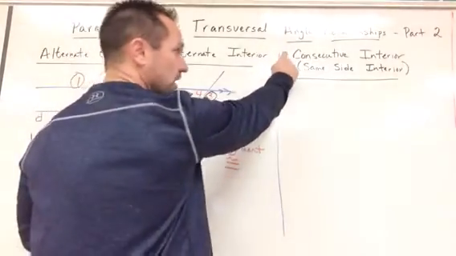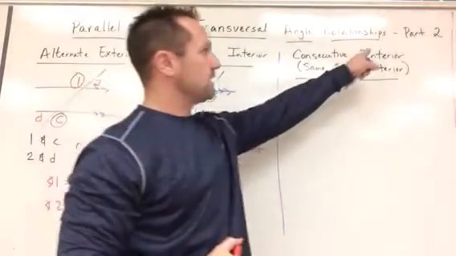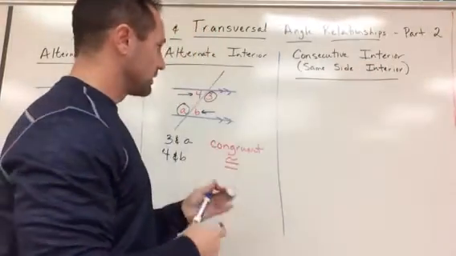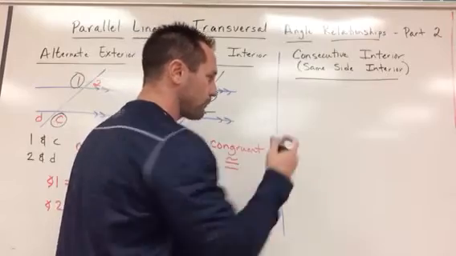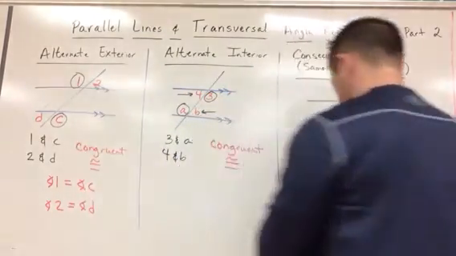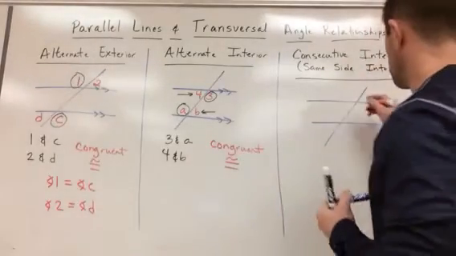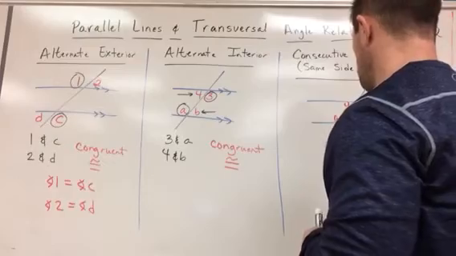The last one, consecutive interior or same side interior. There's that interior word that we're dealing with again. So let's draw our parallel lines. And since we're talking about the interior, I'm just going to write our interior angles. 4 and 3, A and B.